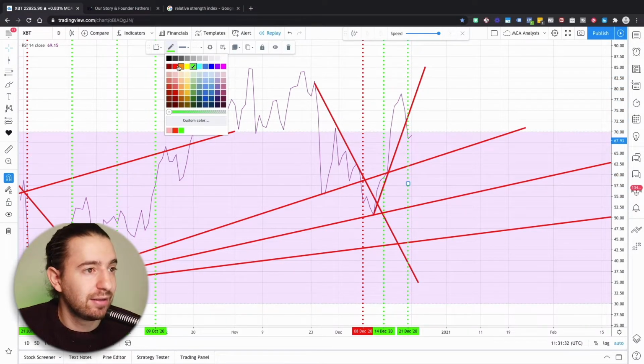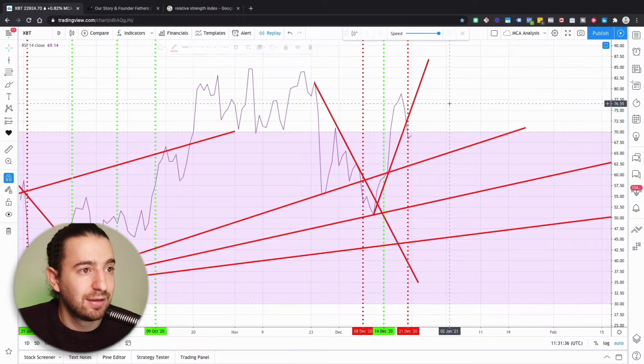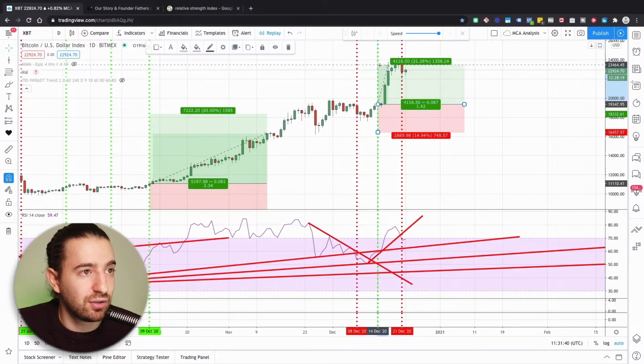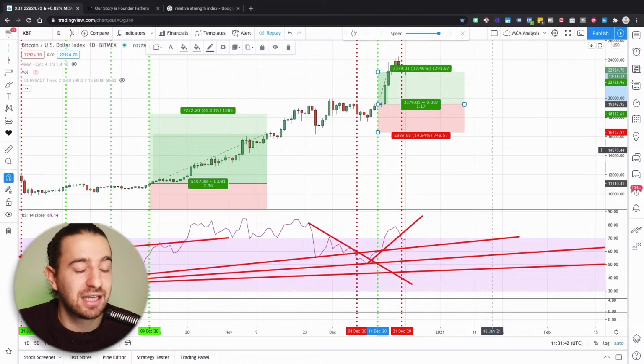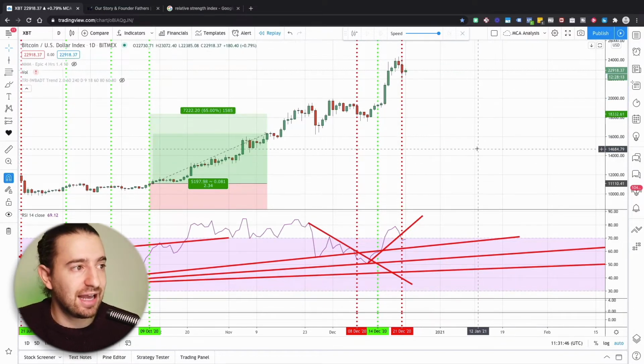Let's make that red because it's broken this up trend line. I know this is very steep, but even if you did just that trade, you bought on this one and you sold on this one, that's 17%. So you can see how powerful this strategy is, and it's only a handful of trades.